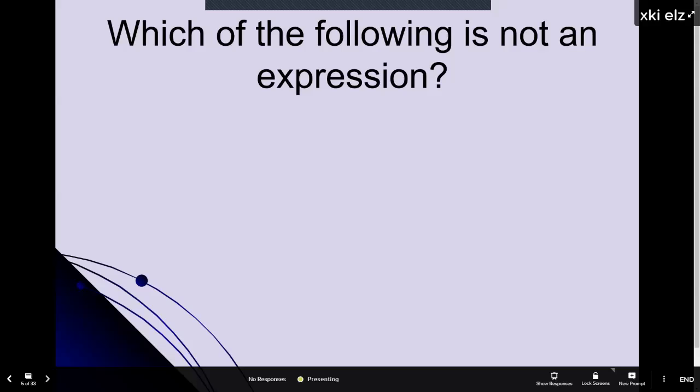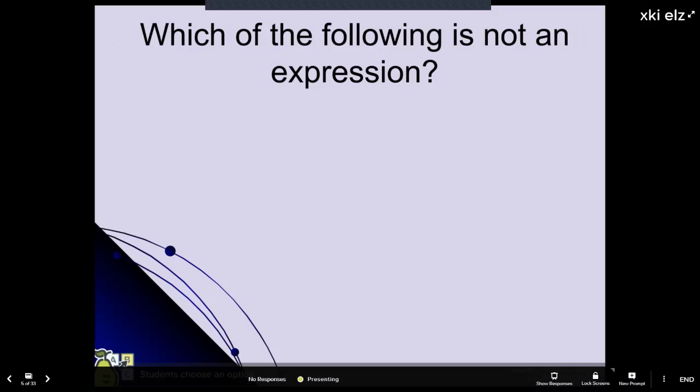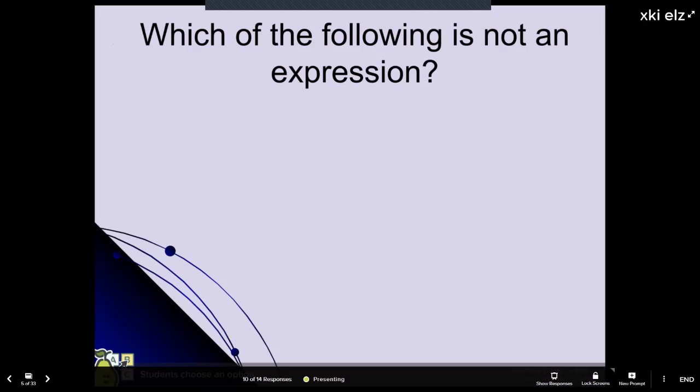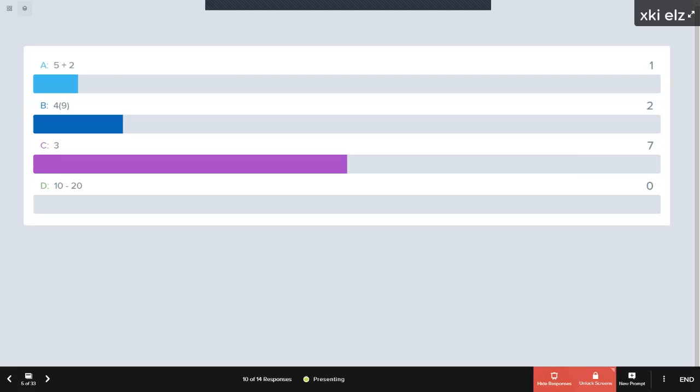All right, so a little bit of a checkpoint. Which of the following is not an expression? I'll give you guys a minute to think that over. Okay, let's take a look at what you guys did. So we have 5 plus 2, we have 4 times 9, we have 3, and we have 10 minus 20.